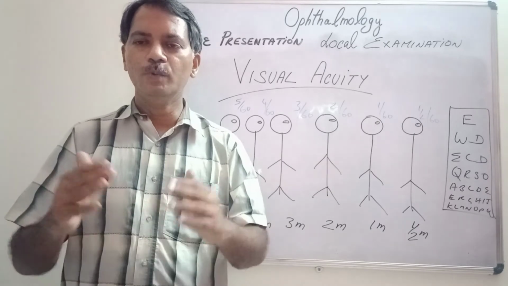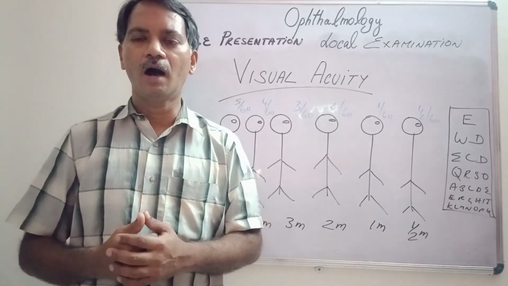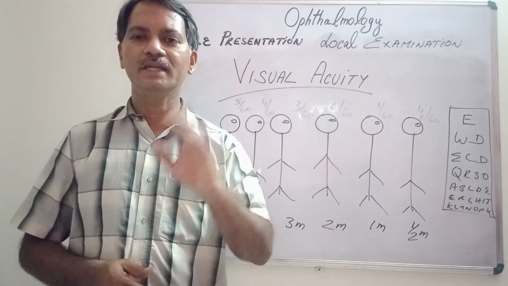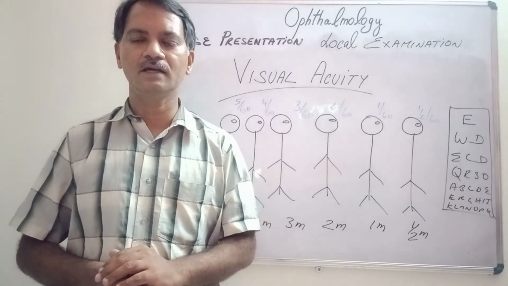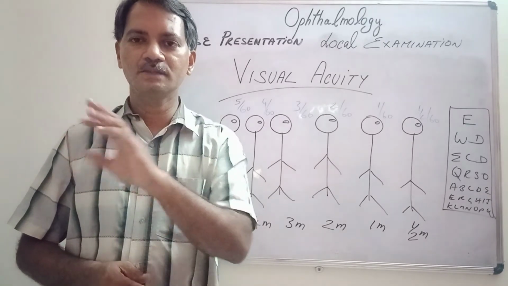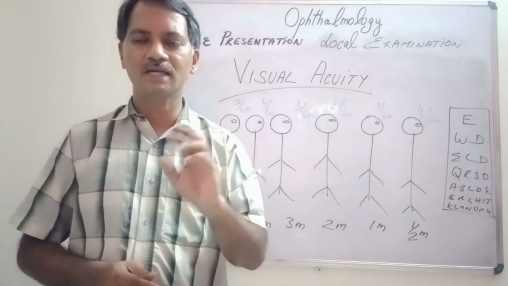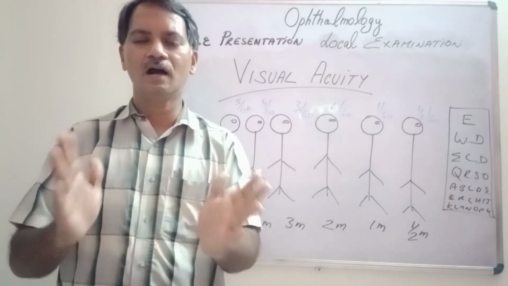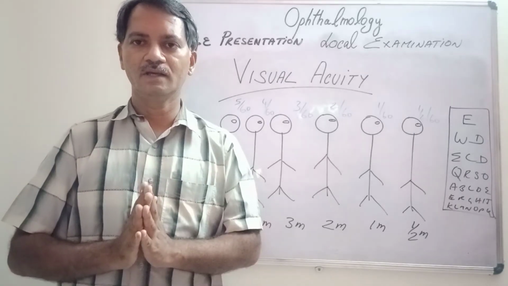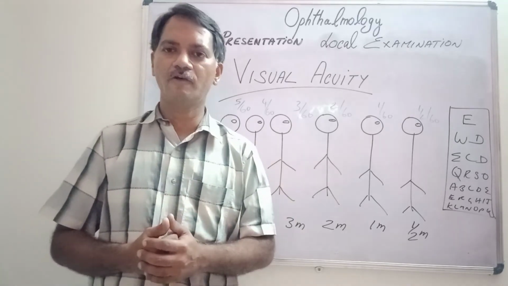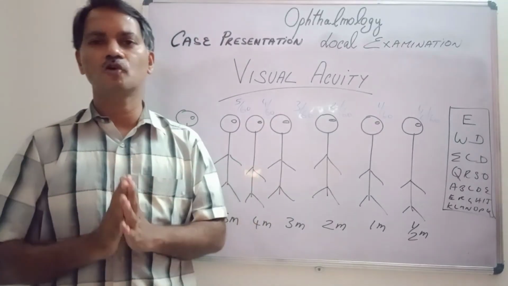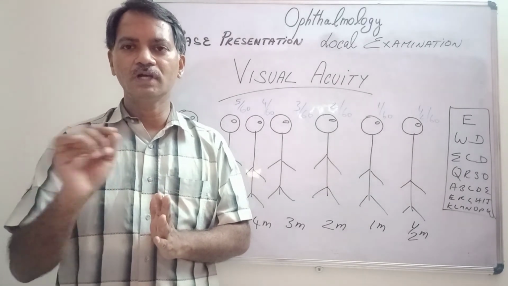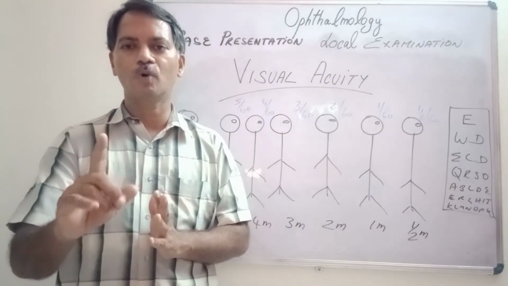Like that, we can go up to half meter from the patient and show any number of fingers in our hand to ask the patient, and if the patient correctly says the number of fingers, we can record the visual acuity as half by 60. But even at a distance of half meter, the patient is not able to count our fingers properly. Next, what we should do?